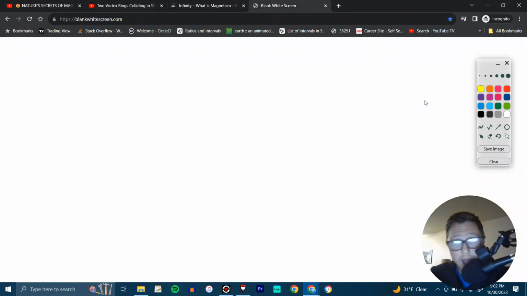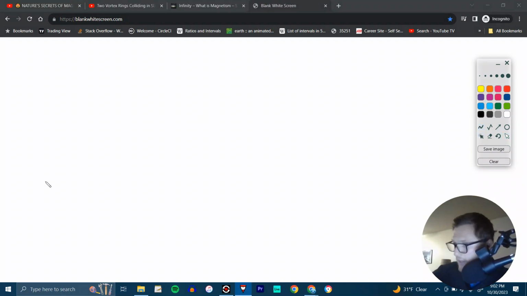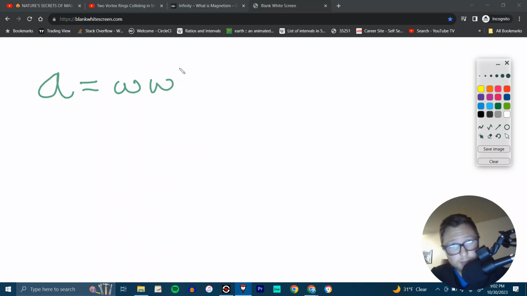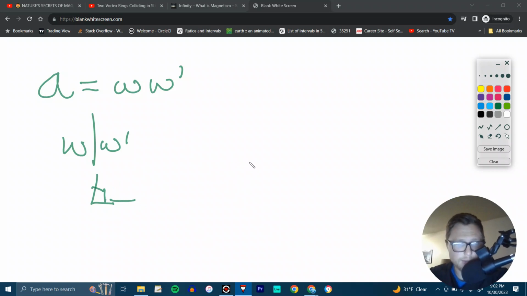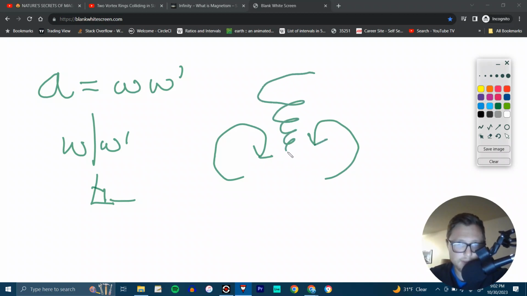So, how a magnet will accelerate is by the simplified equation: acceleration equals angular velocity 1 multiplied by angular velocity prime, or 2. Omega and omega prime are perpendicular to one another, so they're perpendicular rotations. What I mean by that is there is a rotation in this plane, and also a rotation in this plane, and these two are perpendicular to one another.